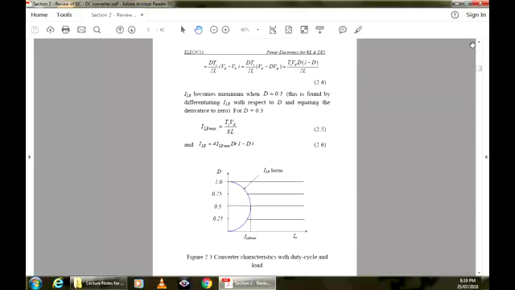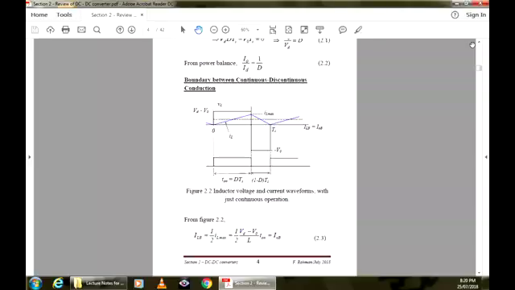From this equation itself, we can define that, and this equation will plot a graph like this. If for a given d, the ILB or average inductor current is more than that level, then conduction is continuous, and the converter characteristic is determined simply by d according to that equation. V0 over Vd equal to d, constant gain. Okay?